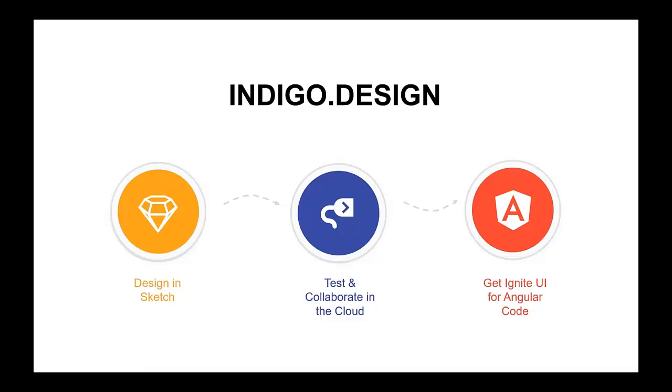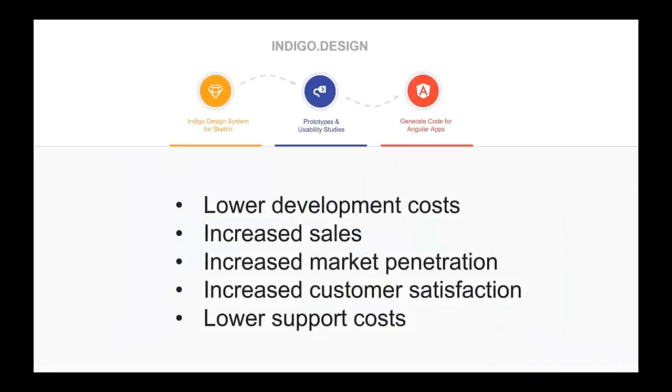So if you design in Sketch, test and collaborate in the cloud, and then get Ignite UI for Angular code with our Visual Studio Code extension, you have lower development costs, increased sales, increased market penetration, much higher customer satisfaction, and most importantly, lower support costs, which is really where companies spend a ton of money. Once you start getting applications deployed, you're making changes. Those changes cost money, time, and effort, and then support costs as well. So you really get that double whammy.